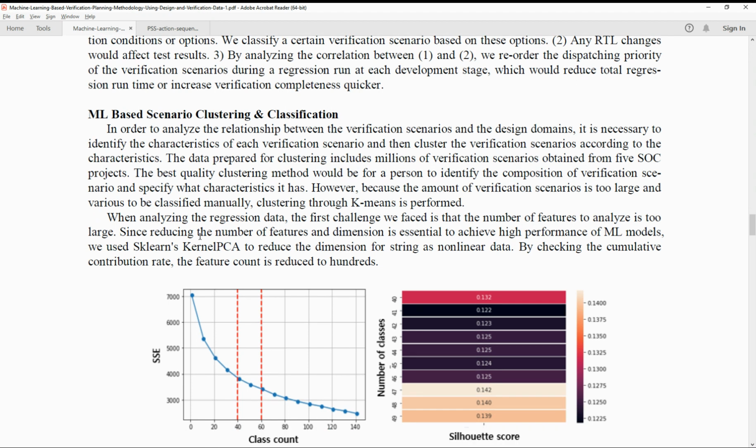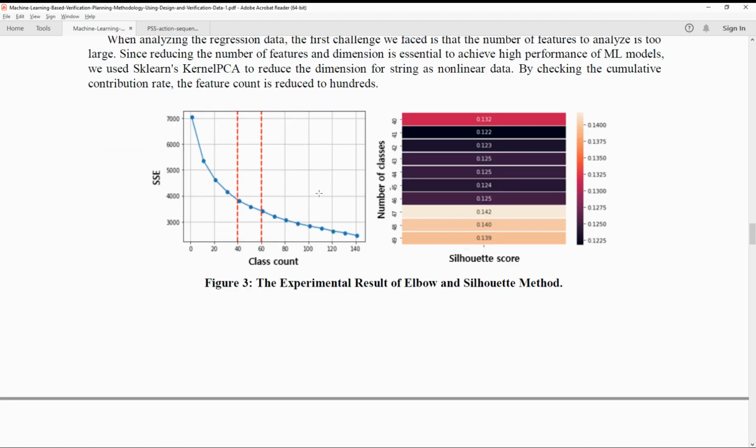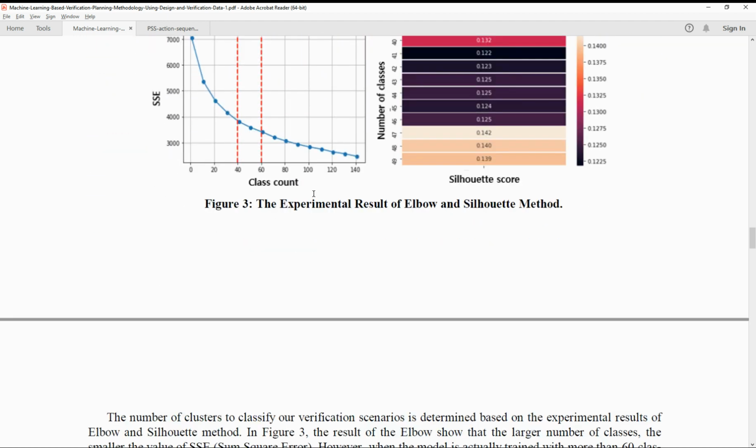Since reducing the number of features in dimension is essential to achieve high performance of the ML models, we used sklearn's Kernel PCA to reduce the dimension, as the data is nonlinear. By checking the cumulative contribution rate, the feature count is reduced to 100. The experimental result of the elbow and silhouette method.